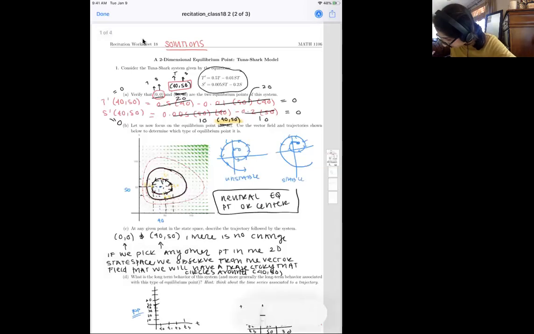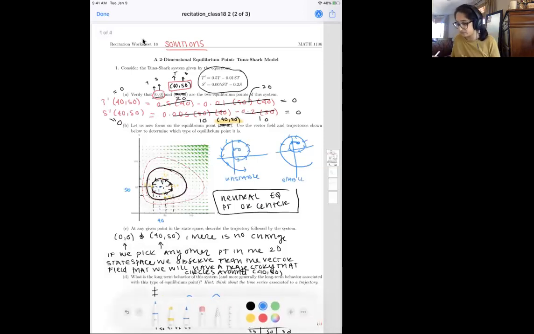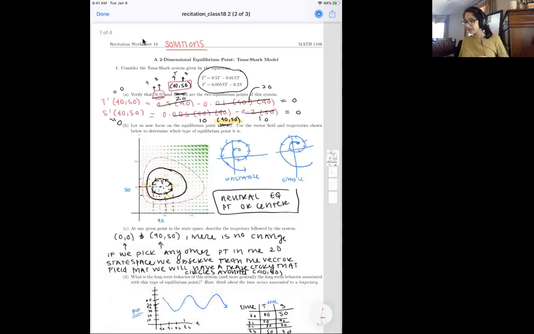And I'm gonna plot tuna first, the tuna population. So it's 60 at T naught, 50 at T1, 30 at T2. And then it goes back to 50. So we have this type of behavior, which is not totally unexpected, given that you guys have probably plotted this at least 100 times at this point. Shark, I'm gonna do in red. So we start with 50 shark, and then we have 70, so it goes up.